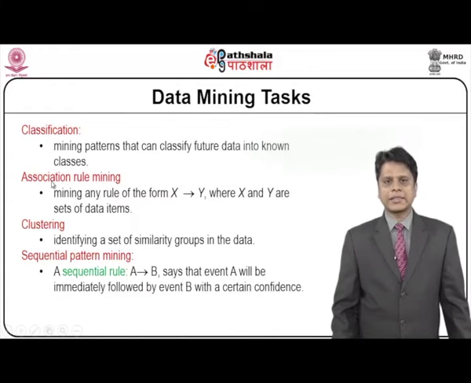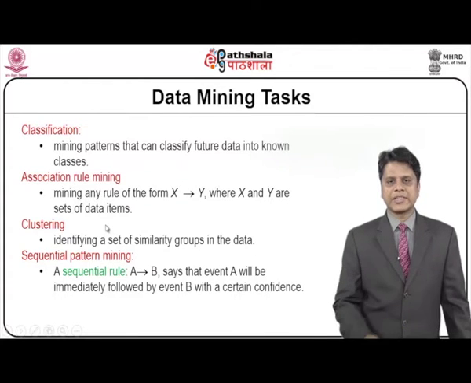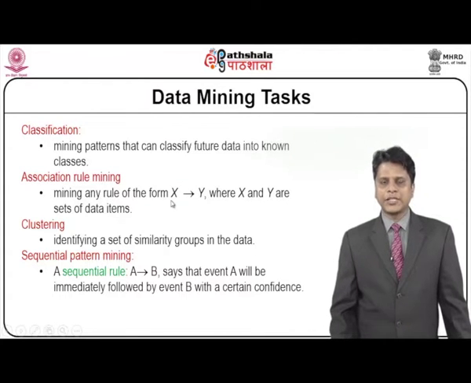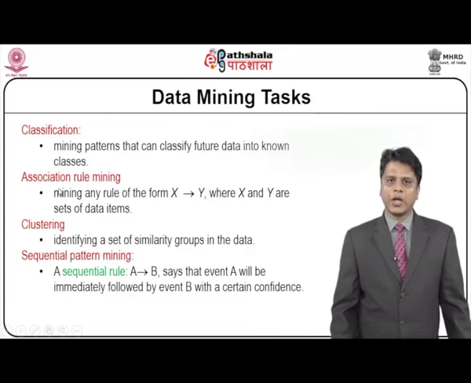The other data mining task is association rule mining, which is nothing but mining any rule of the form X implies Y, where X and Y are sets of data items. As we have seen in the previous example, when a customer tends to purchase cheese and milk, what is the prediction or the likelihood that the same customer will buy bread? So we write it like a rule, which we now call association rules, which are a combination of multiple data items.